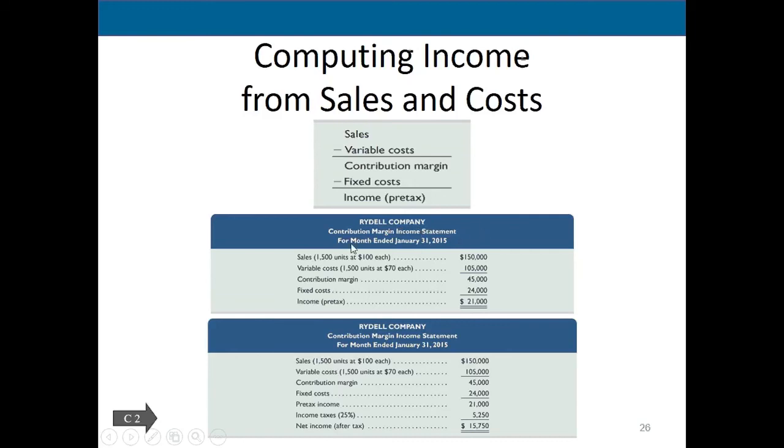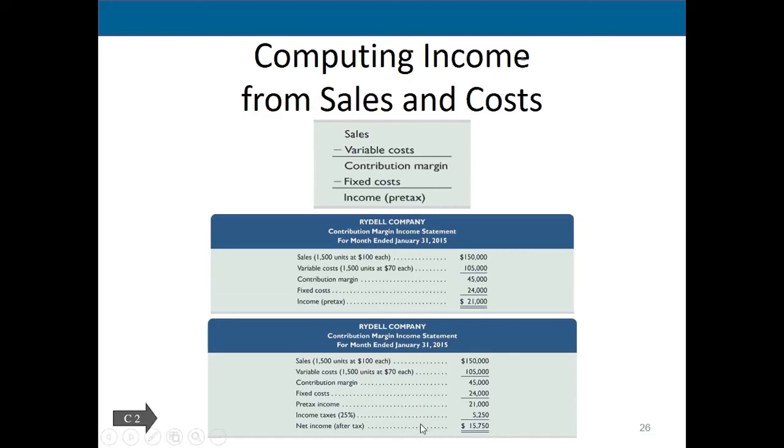Absolutely. So if we know our selling price and our variable cost, and we ask what happens if we sell 1,500 units? Well, if I'm selling 1,500 units at $100 apiece, that's $150,000. And if they cost me $70 apiece, times 1,500, my variable costs are $105,000. That gives me a contribution margin of $45,000. My fixed cost never changes. It's $24,000. I'm going to have a net income of $21,000. It's that simple. It really doesn't change at all.